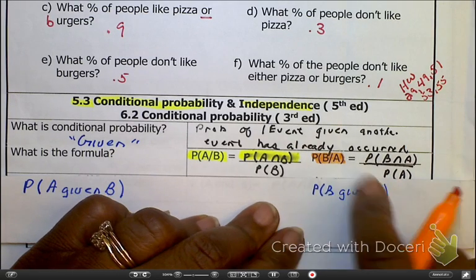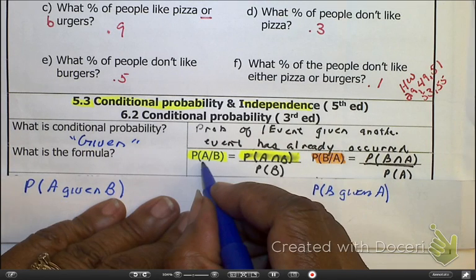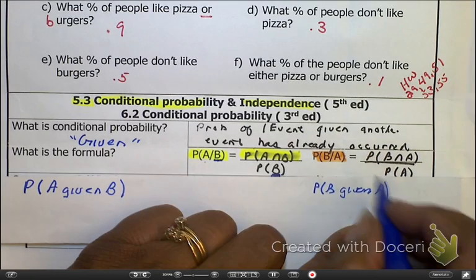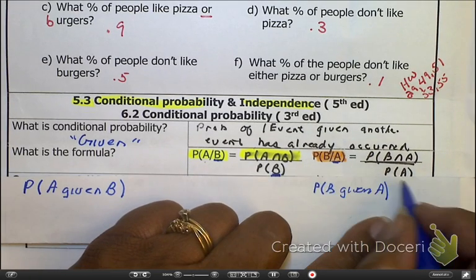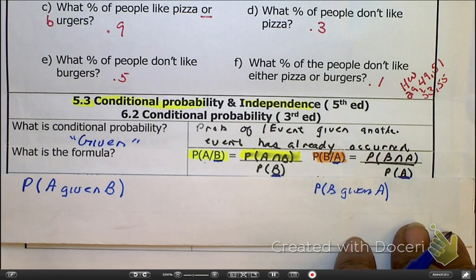But I want you guys to also see some commonality with these formulas. It was probability of A given B, and that B is in the denominator. Probability of B given A, here the A is in the denominator as it kind of flipped back and forth from math to statistics.